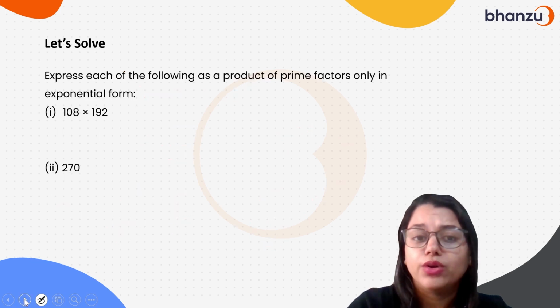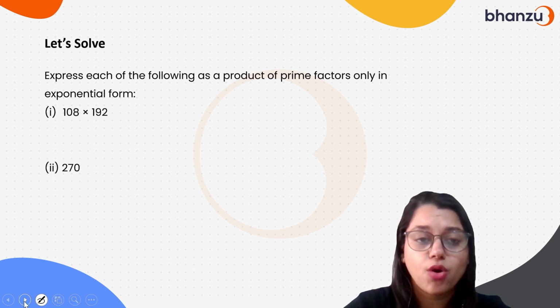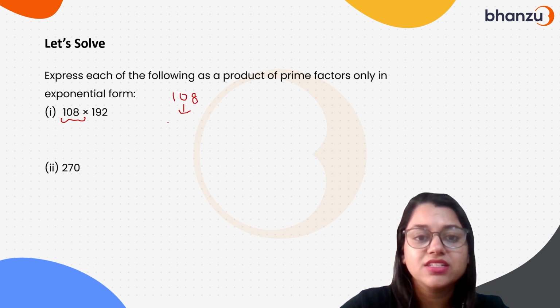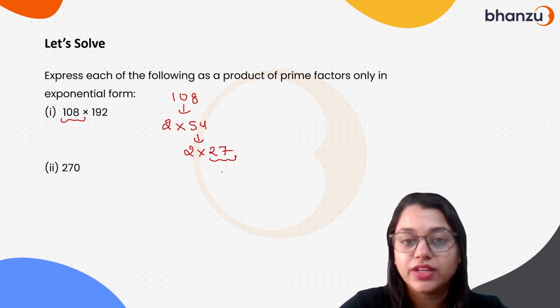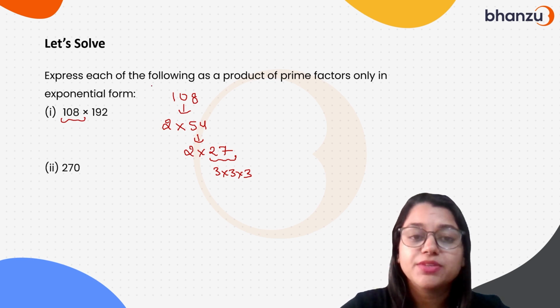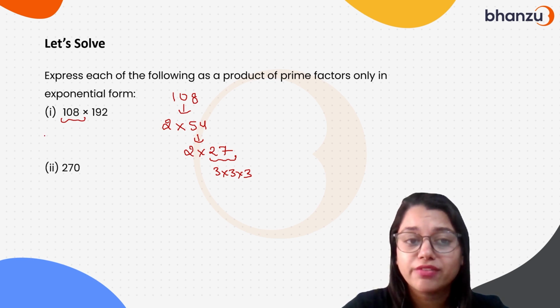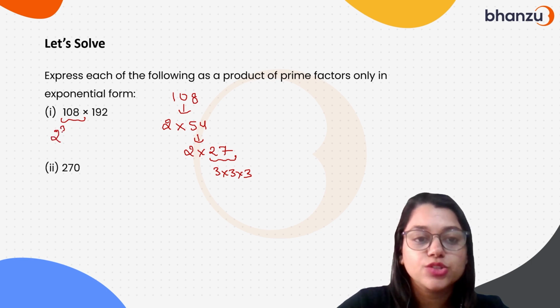Express each of the following as the product of prime factors only in exponential form. So first is 108. So students, let us break this number first. 108 can be written as 2 into 54, which will be written as 2 into 27. And 27 is nothing but the cube of 3, 3 into 3 into 3. Alright. So how will we express this number 108 in the exponential form? It will be written as 2 square multiplied by 3 cube.